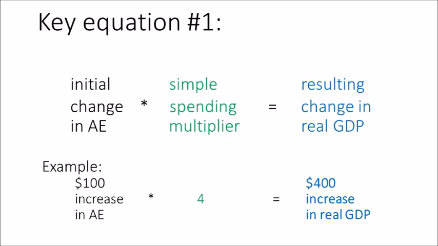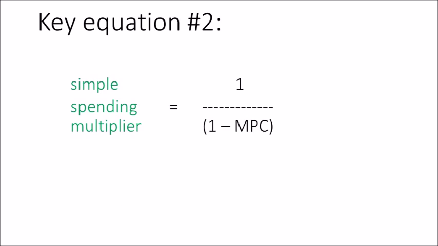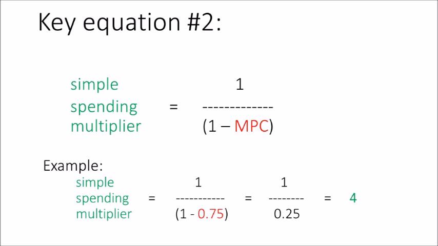What if we're not given the value of the spending multiplier directly? Then we'll need to use what I like to call key equation number 2. The multiplier is equal to 1 divided by 1 minus MPC. For example, if our MPC is 0.75, the multiplier would equal, again, 1 over 1 minus MPC, which would equal 1 over 1 minus 0.75, which equals 1 over 0.25, which equals 4. Then we'll use this result of 4 and plug that value back into key equation number 1.